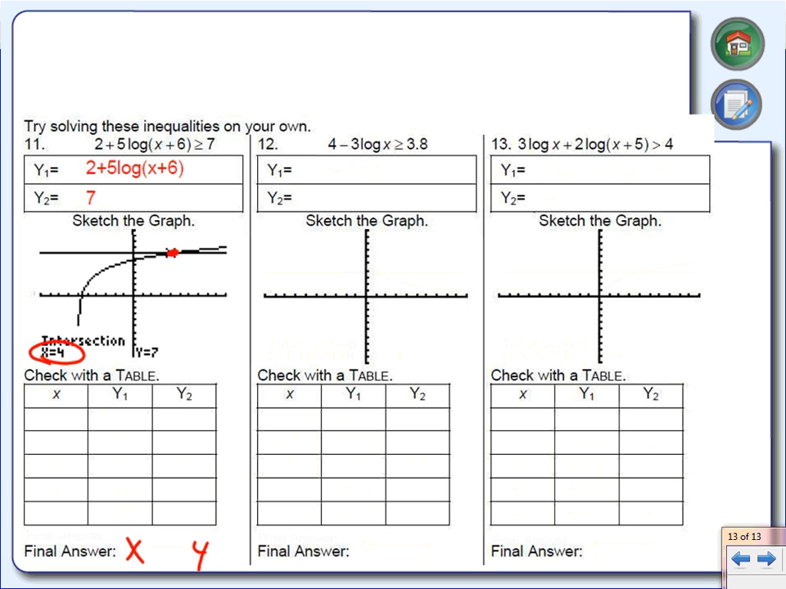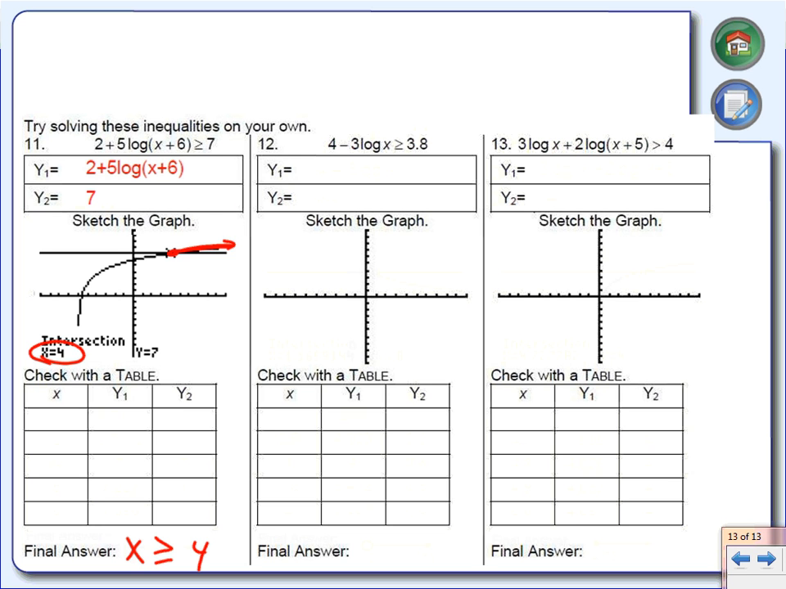Now, what we need to keep in mind is we're looking for when the y values are greater than 7. So we're looking specifically at this part of the graph here. This is the part of the graph that I'm looking at. So the question is, if I'm looking at that part of the graph, are the x values greater than that 4 or less than that 4? Greater than or equal to. Okay, so the solution to this inequality are all the x values that are greater than or equal to 4.